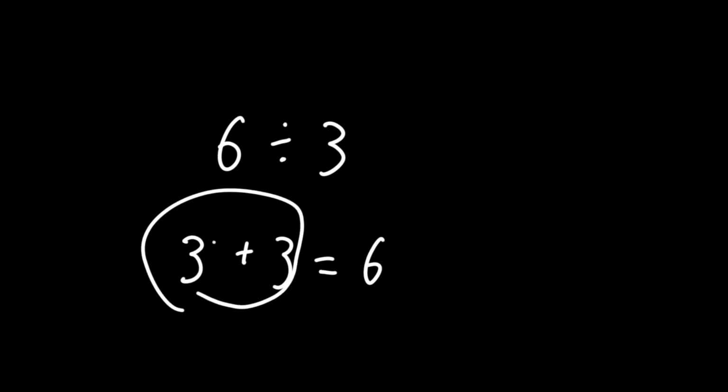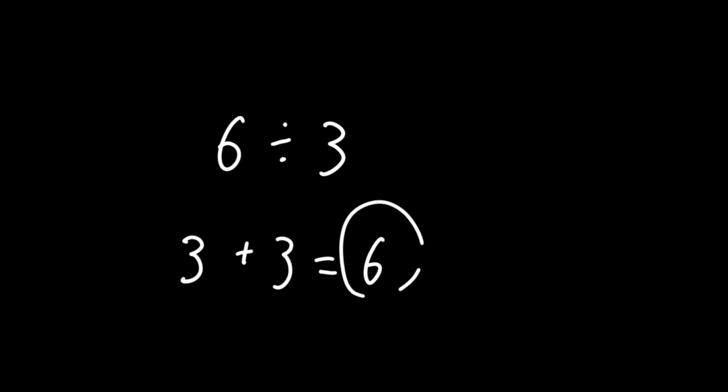If we have 3 alone, it just equals 3. But what happens if we add another 3? 3 plus 3 equals 6. Notice how we have 2 3's, and 2 3's go into 6. So since 2 3's can go into 6, then that means 6 divided by 3 equals 2.